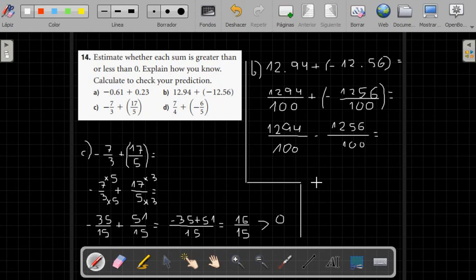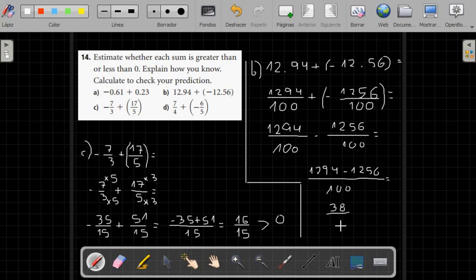Okay, we have the same denominator. We place it once again, 100, and we write the numerators. Escribimos los numeradores, 1,294 minus 1,256. When we subtract that, the answer is 38. Cuando restamos eso, el resultado nos da 38.